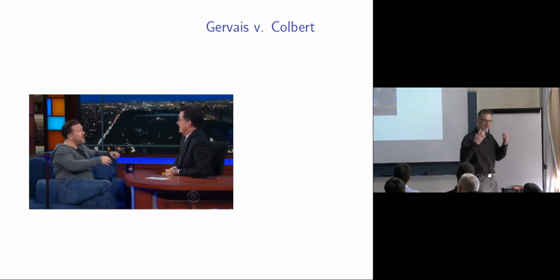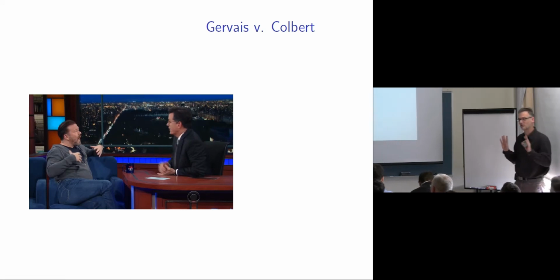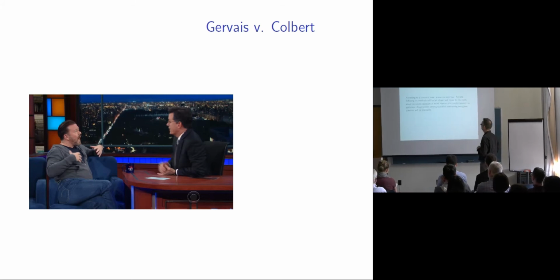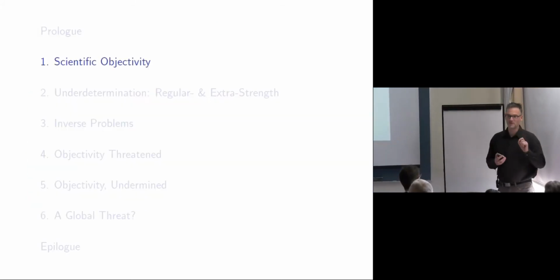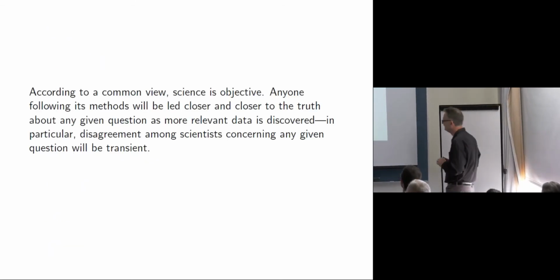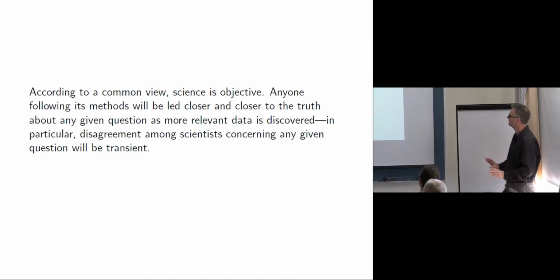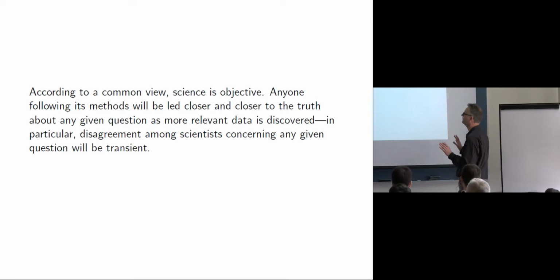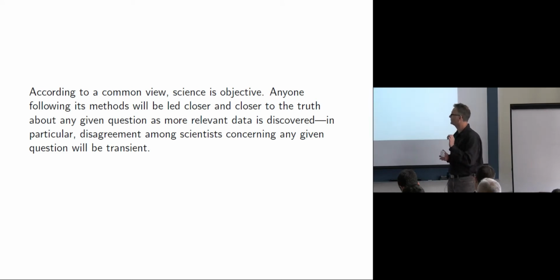That is a core part of our idea of what science is, that it enjoys a certain sort of objectivity. So let's talk about that. Here's an encapsulation that's maybe one degree more careful than Gervais's, and slightly more grammatical, I hope. According to a common view, science is objective. Anyone following its methods will be led closer and closer to the truth about any given question as more relevant data is discovered. In particular, disagreement among scientists concerning any given question will be transient.